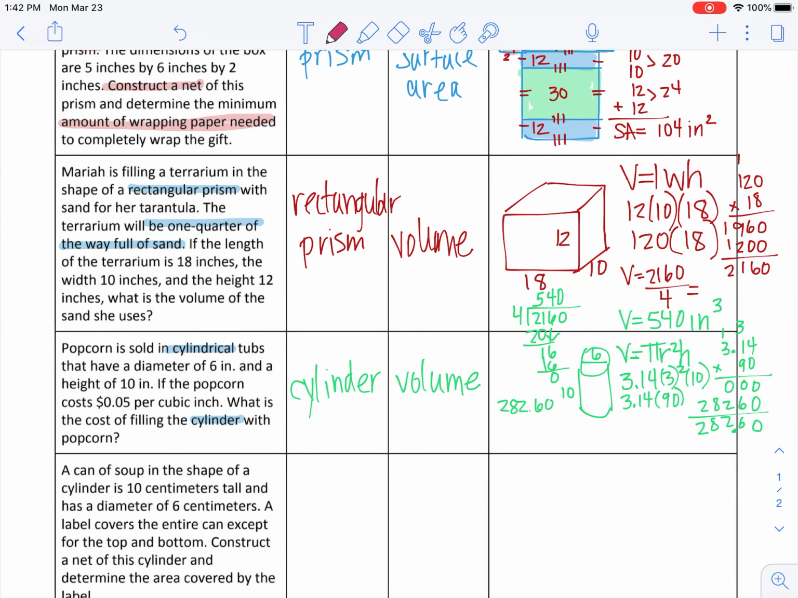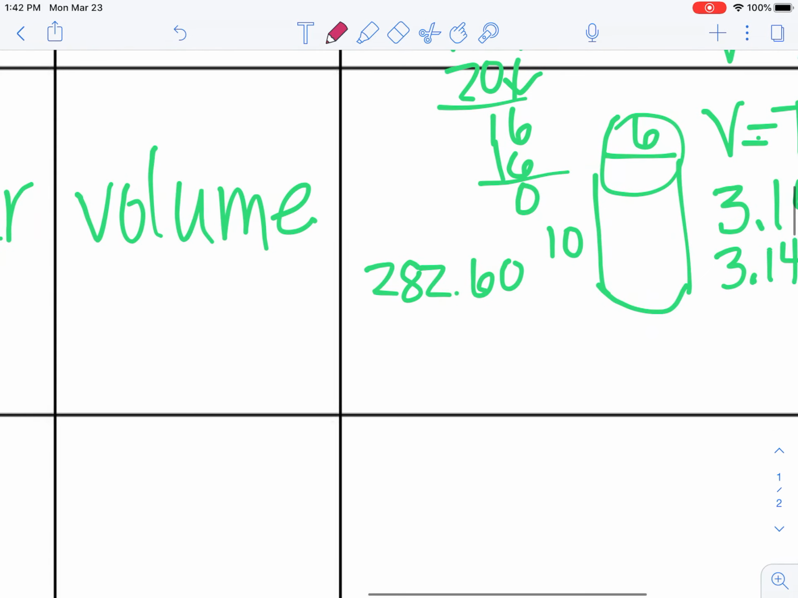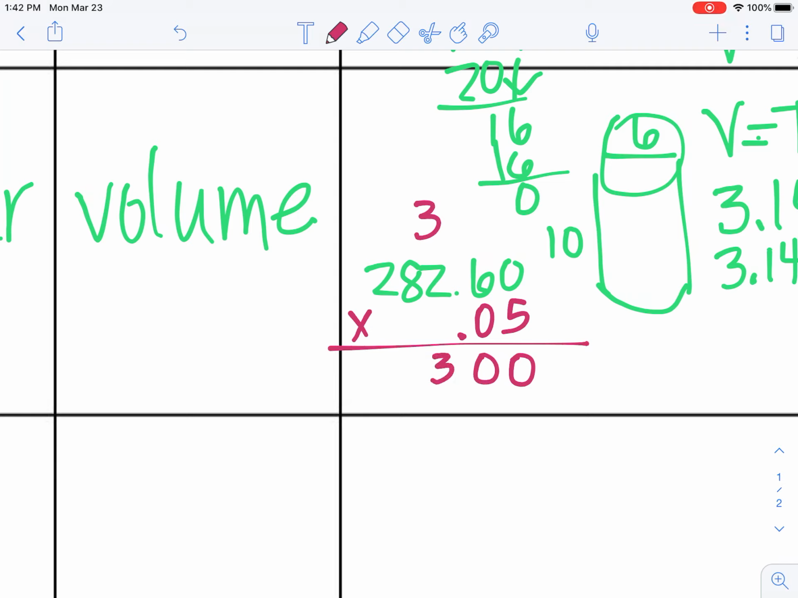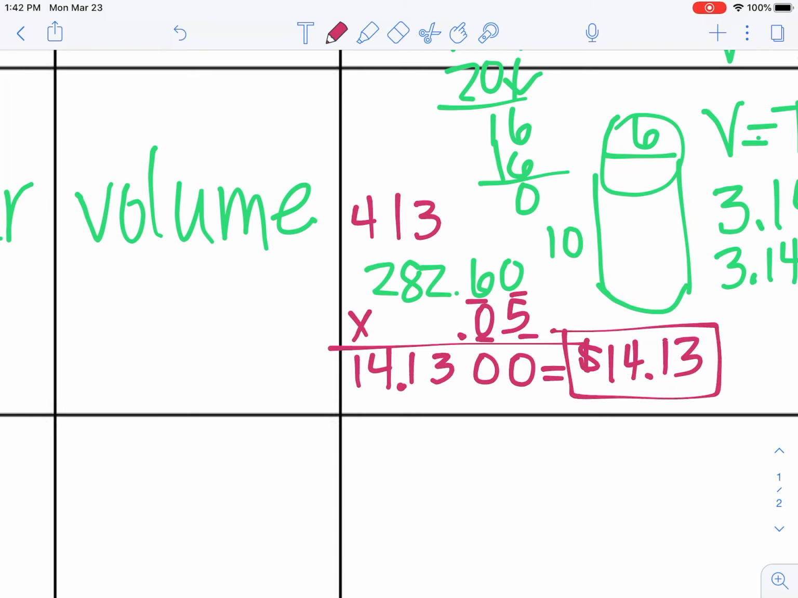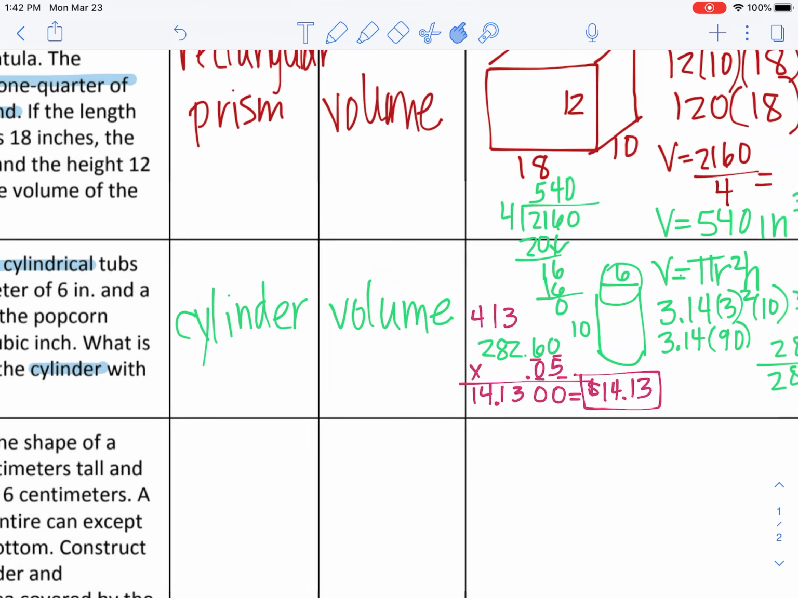But don't forget, we want to know the cost to fill that up at 5 cents. So I am going to put in that 5 cents and multiply it. This should only take you one row of multiplication. So that gives me 0, 30, 13, 41, and 14. I do have to go over 4 spaces to get that dollar amount. So that is equivalent to $14.13 exactly to fill up that cylinder.